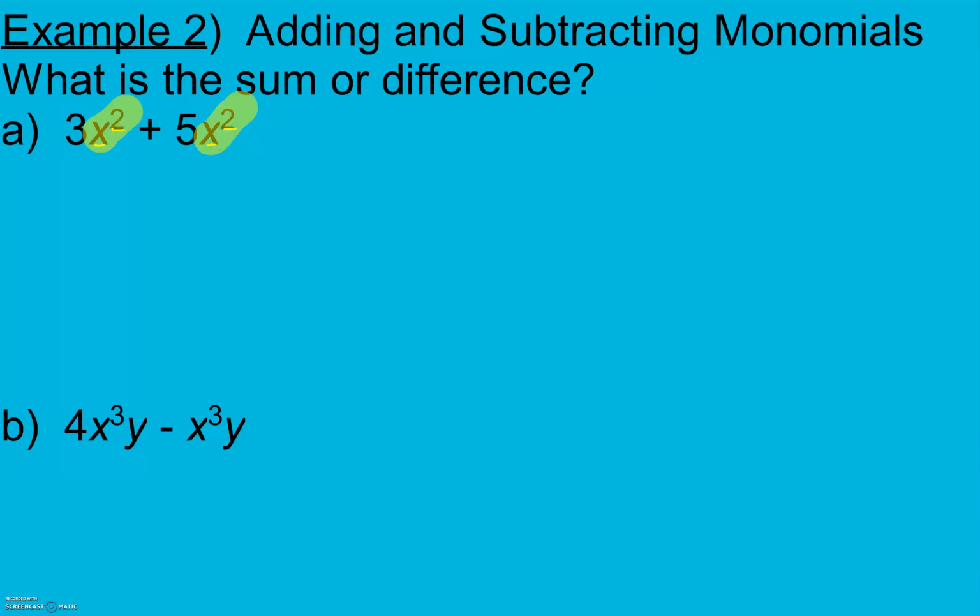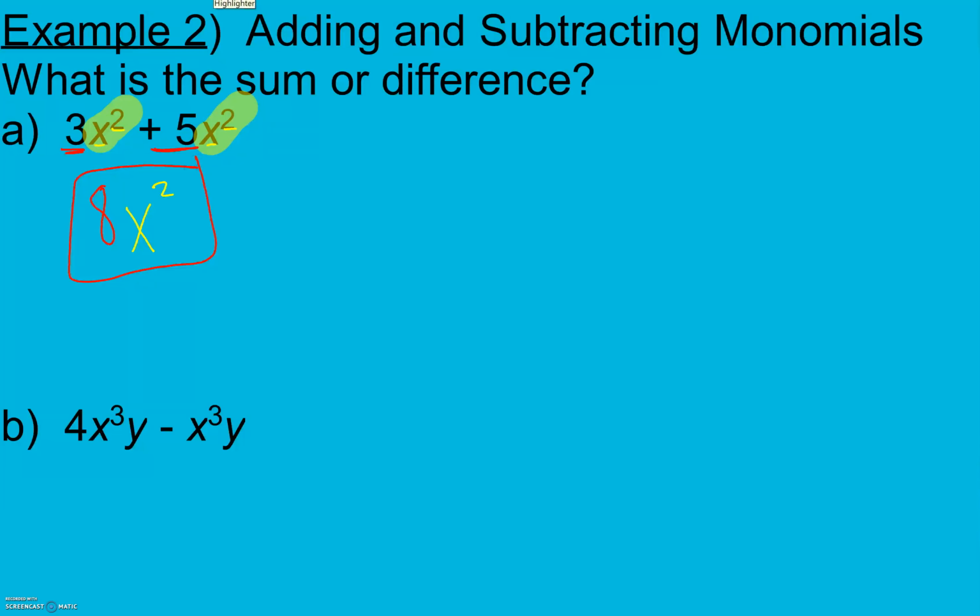So because they're the exact same variable part, I keep that variable part, and then I perform the operation on my coefficients, or the numbers in front of my variable. 3 plus 5 is 8. So here I have 8x squared.